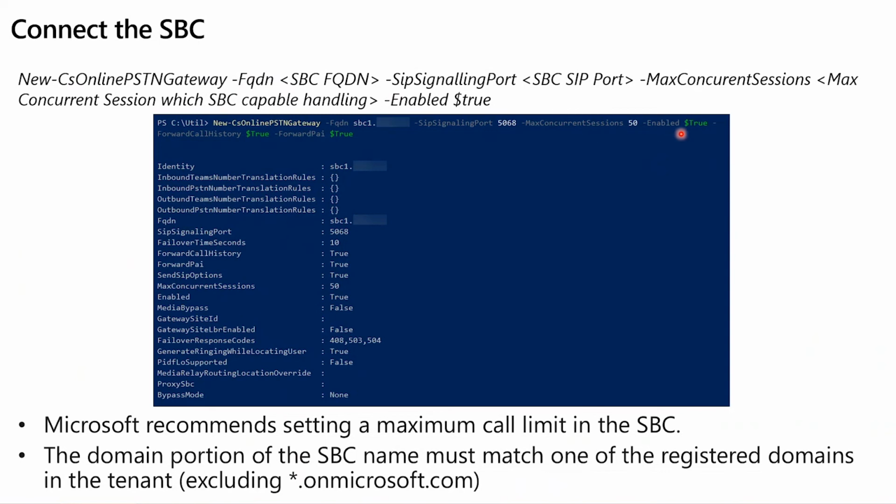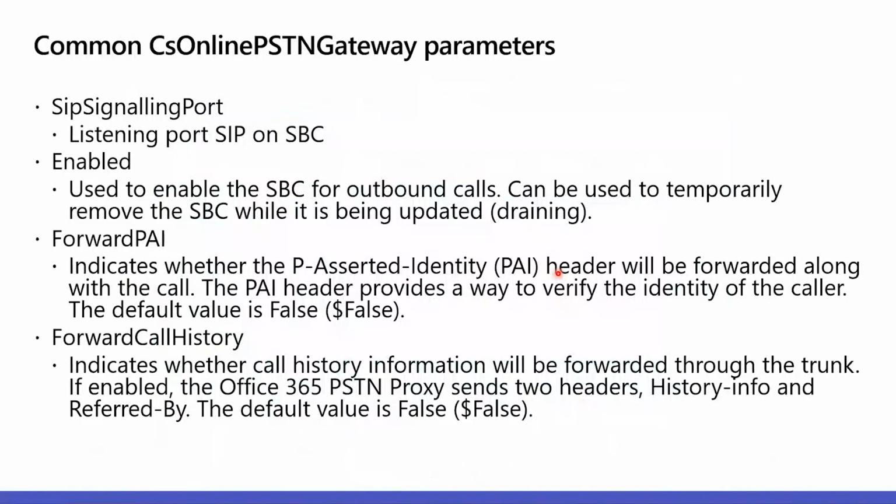Enable the device, set to true, forwarding call history, forward PAI true. We will talk about those settings in a second. There are some other settings here you can see for the device. We're not going to cover all of them. We cover the most common ones. SIP signaling port, where negotiation happens between Office 365 and the session border controller. We need to know what port to talk on.